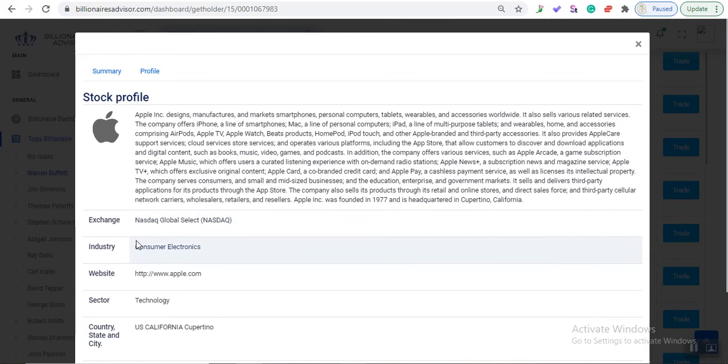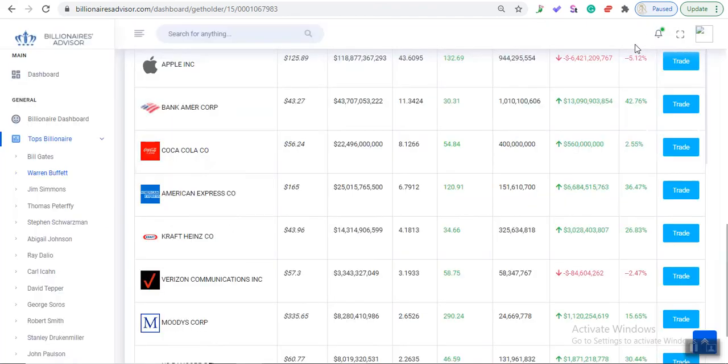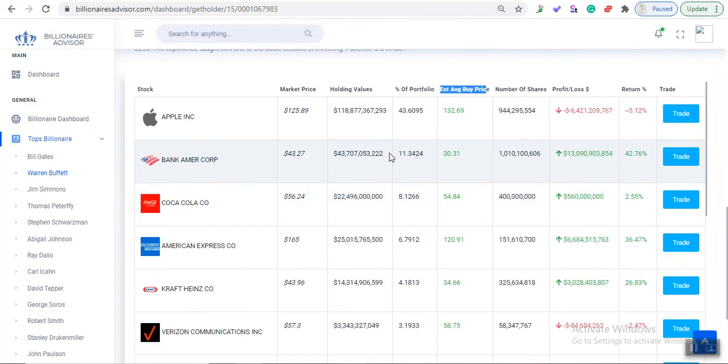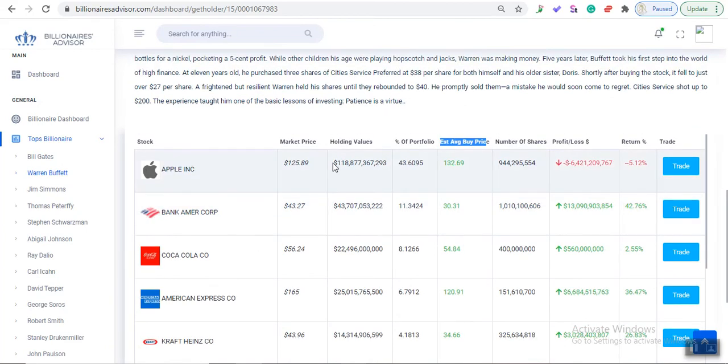So if you're comfortable after reading the bio of the billionaire and reading the bio of the stock, you can now make an informed decision. What decision can you make? If Warren Buffett invests $118 billion inside this stock, what is it that you know? Okay, I don't have that kind of money. However, I would like to own part of Apple.